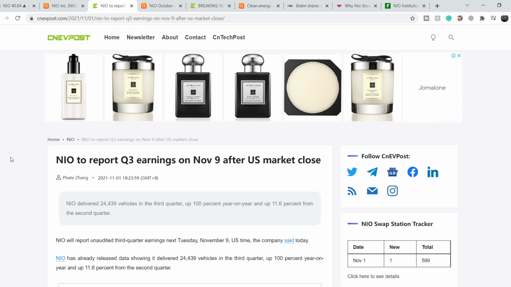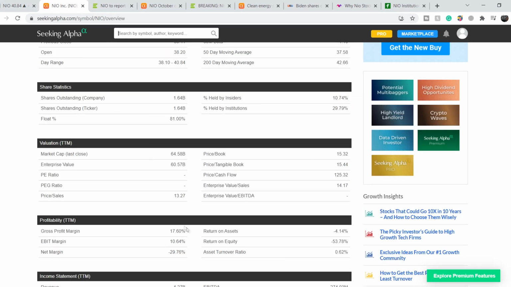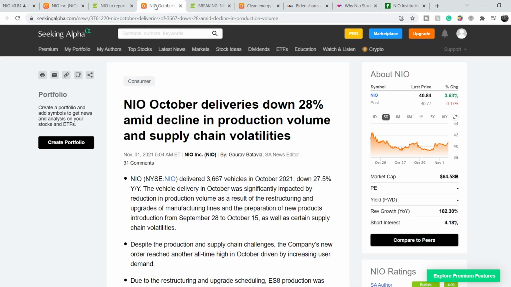And I don't want to dive deep into their numbers because of this. On November the 9th, after US market close, NIO will report their Q3 earnings. This means in a matter of 7 days, this data will be outdated, and we will have new numbers related to this company. So let's continue with the recent news. On November the 1st, we have this article that is titled NIO October deliveries down 28% amid decline in production volume and supply chain volatilities.